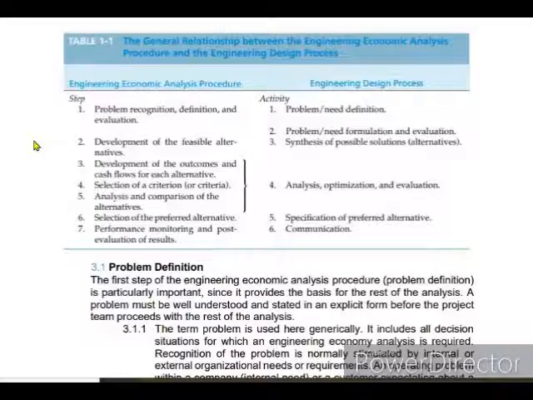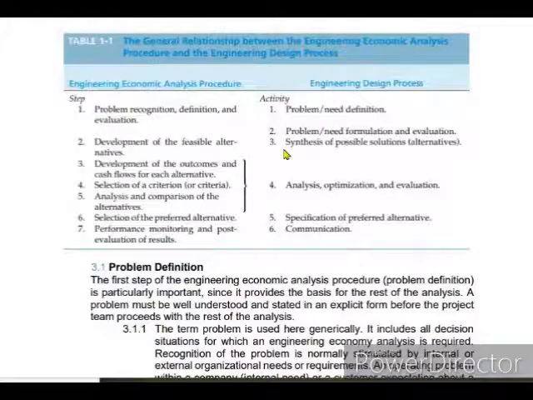So step 1 under the engineering economic analysis is problem recognition, definition, and evaluation. Step 2, development of the feasible alternatives. Step 1 belongs to activity 1 of the engineering design process, which is problem or need definition. Next, number 2 belongs to problem or need formulation and evaluation and synthesis of possible solutions.